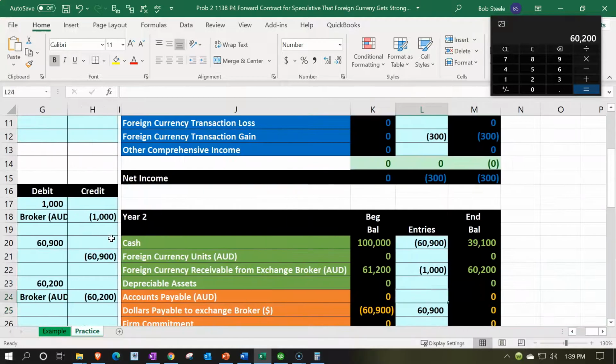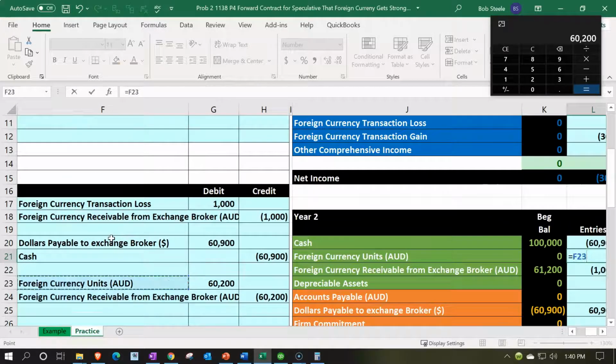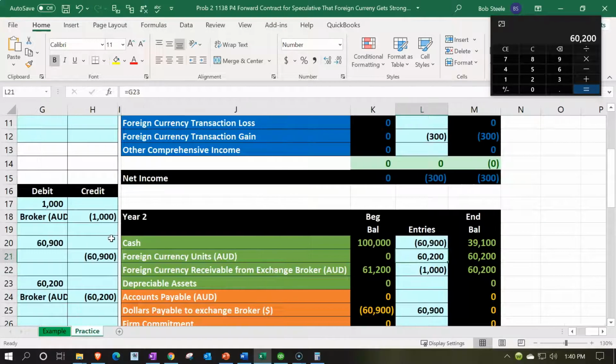So now we would increase the asset of the foreign currency units. 60,200 represents the current US value, using the current spot rate, of the actual units that we got, which are 100,000 Australian units. So we're holding on to 100,000 Australian dollars, which we're valuing at 60,200 using the current spot rate.